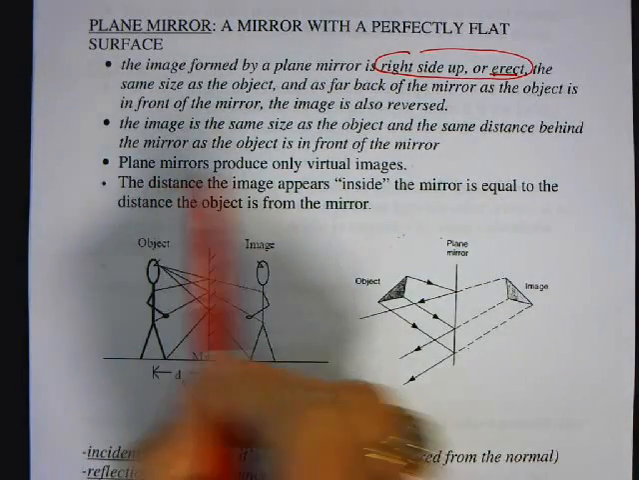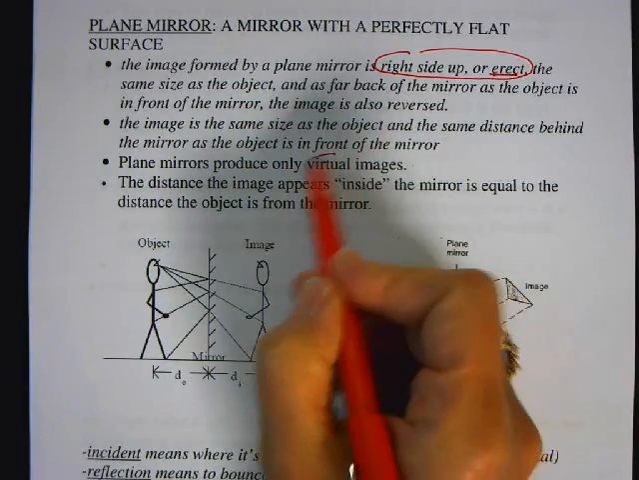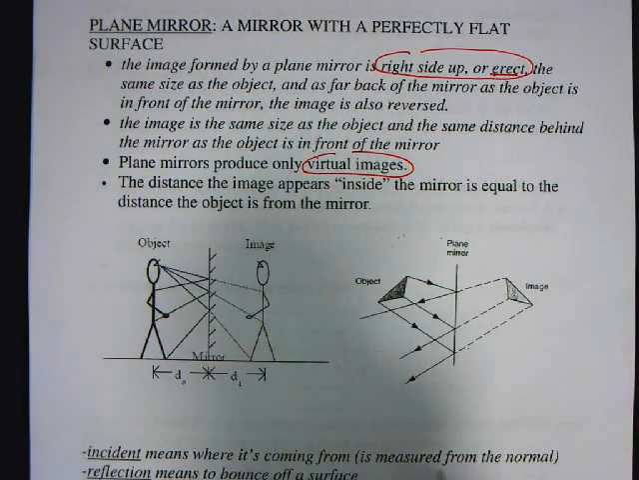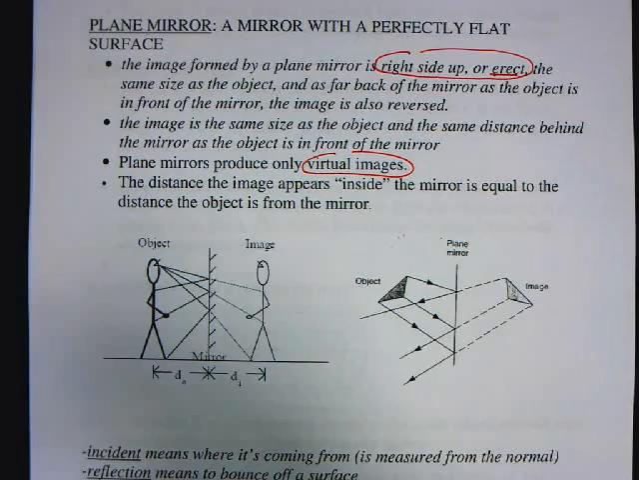Now these types of mirrors only produce virtual images. And why is it virtual? Because the image is inside the mirror.